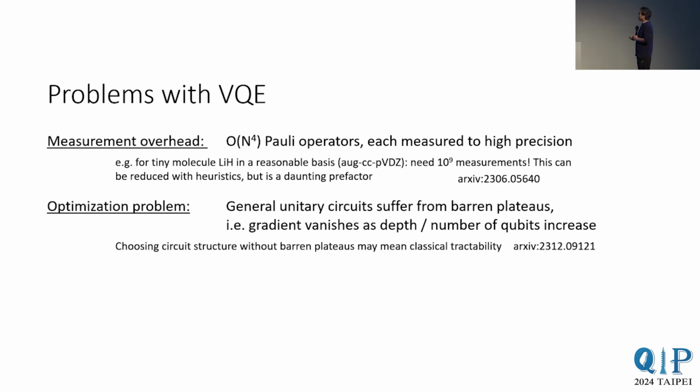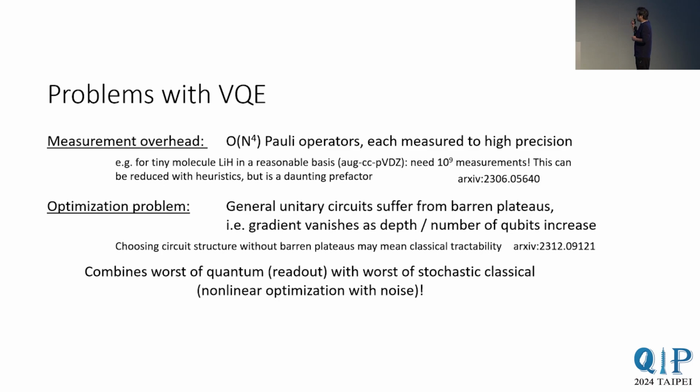So from my perspective, this is one of those opinions I'll give out. I think VQE combines the worst of quantum, which is reading out, with the worst of stochastic classical algorithms, which is doing nonlinear optimization with noise. So it's a little bit mysterious why it's so popular, for these two reasons.